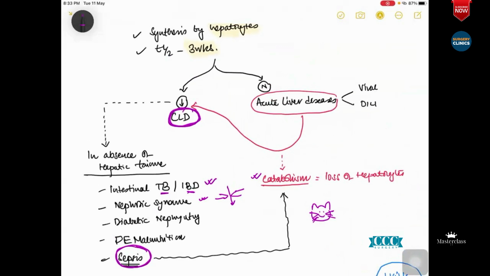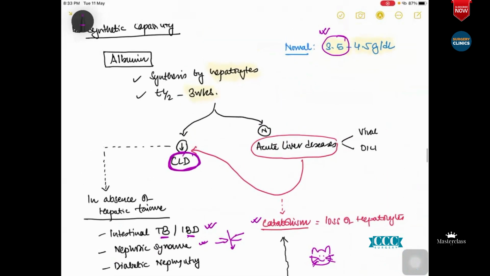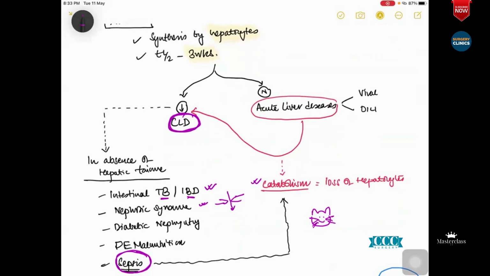You can often have normal albumin in patients with acute liver disease, but gradually, as the patient's hepatic state worsens and the patient lands up with fulminant hepatic failure, the albumin will start to decrease again because the patient goes into catabolism, right?